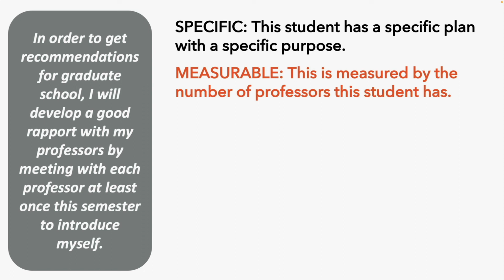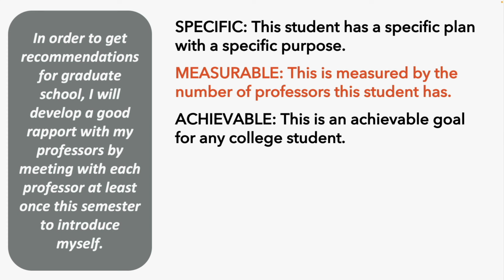The M in SMART, measurability. It's measured by the number of students the professor has. So if you want to meet with each professor and you have 5 professors, 5 classes in a semester, then you'll know, have I met with half my professors, 2/3, whatever. The A in SMART, achievability. The student has an achievable goal. I mean, there's no reason why any college student should not be able to accomplish this.